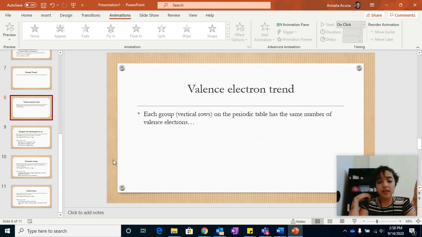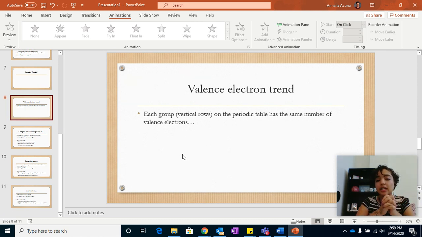Anyways, the first trend is one that Miss Melissa did not talk about in the Edpuzzle I had you watch. It's the valence electron trend. Now, if you don't know what that is, a valence electron is an electron that exists on the outermost shell of an atom. I showed you how to draw an atom in the other video, where you can see the valence electrons.